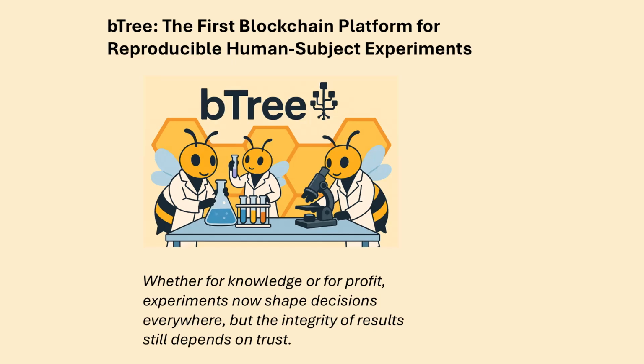btree is the first blockchain platform designed specifically for reproducible human-subject experiments. Experiments drive knowledge and decisions, but their integrity still depends on trust. btree solves this by moving every critical step of the experimental workflow on-chain.